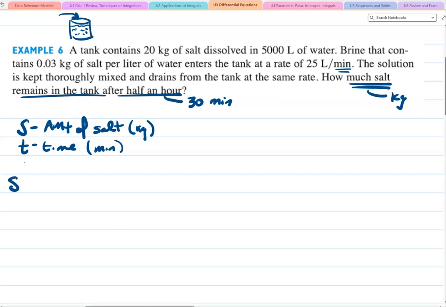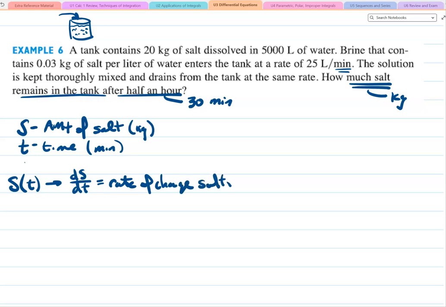And so the function S of T, that's the equation that describes how much salt is in the tank in kilograms after a certain amount of time. So if S of T represents the amount of salt, then dS/dt, the change in salt with respect to time, is the rate of change of the salt mixture in the tank. So that's the rate at which the salt mix is changing in the tank.